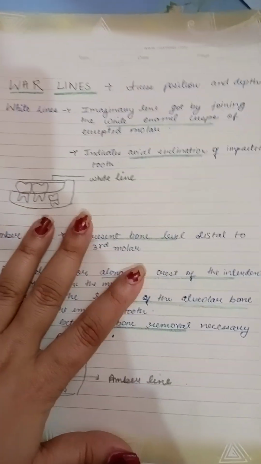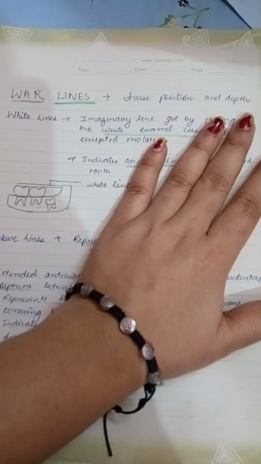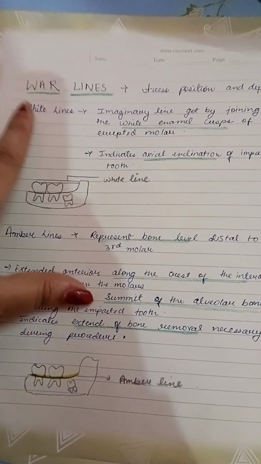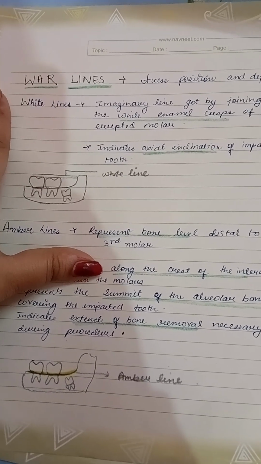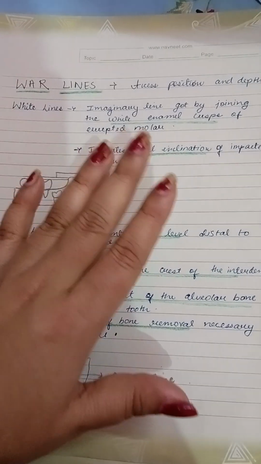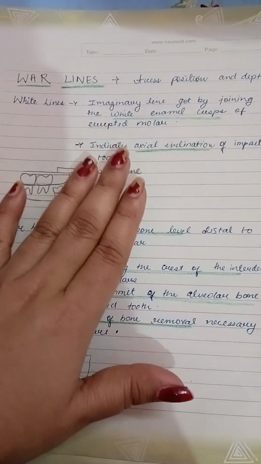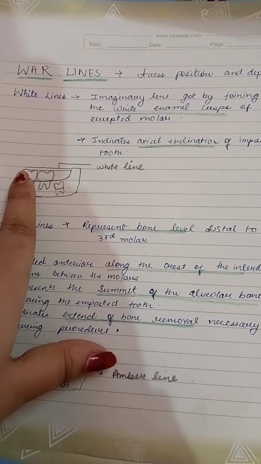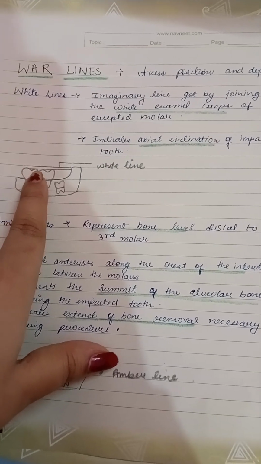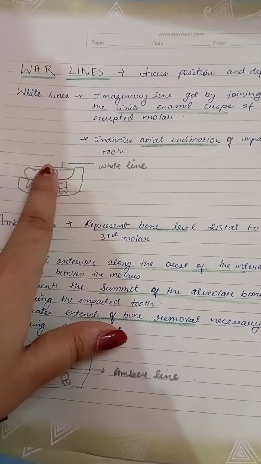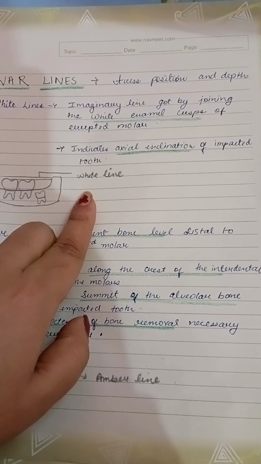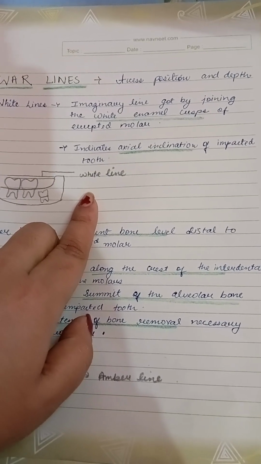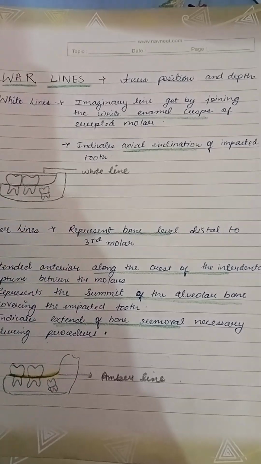Now coming to Winter's lines, it is mainly to assess position and depth of the impacted molar. W stands for white line, A stands for amber line, and R stands for red line. What is the white line? The white line is an imaginary line got by joining the white enamel cusps of erupted teeth. This is the white line. What it indicates is the axial inclination of the impacted tooth.